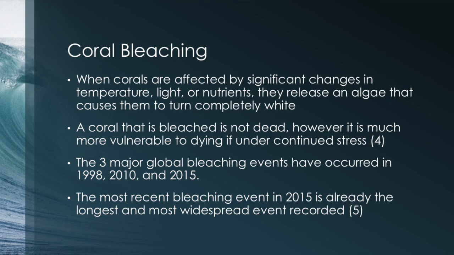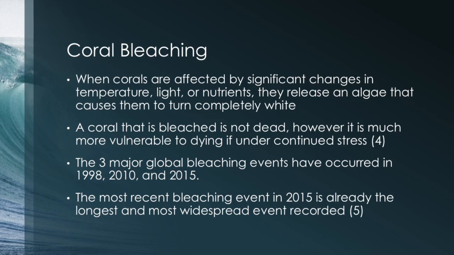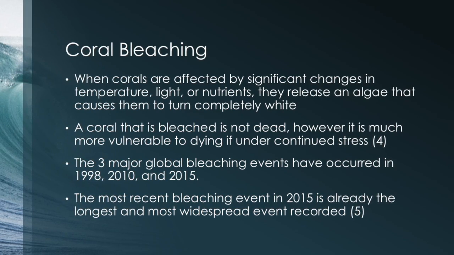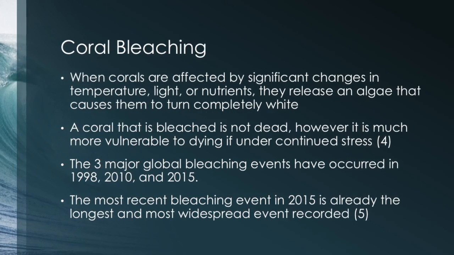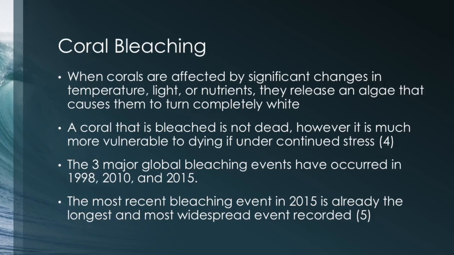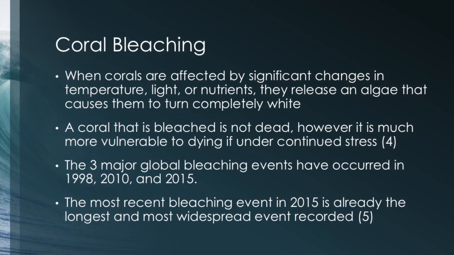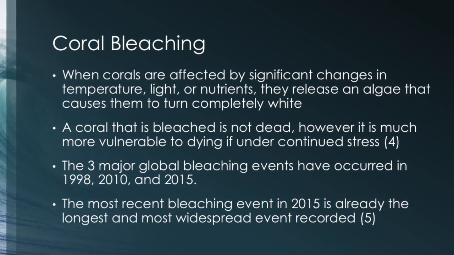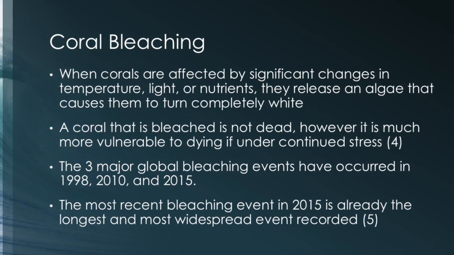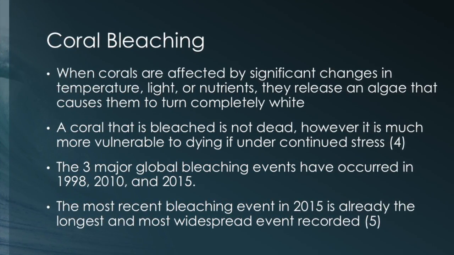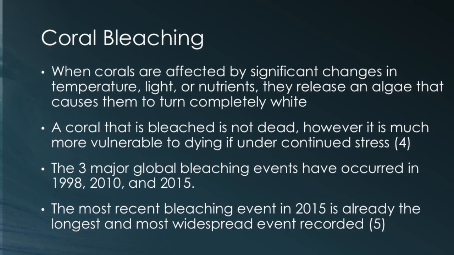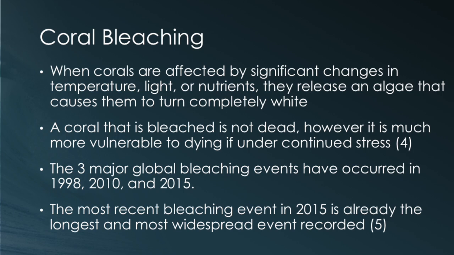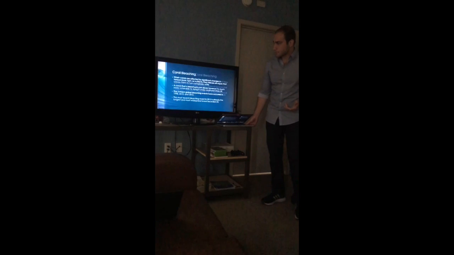Coral bleaching. When corals are affected by significant changes in temperature, light, or nutrients, they release an algae that causes them to turn completely white. A coral that is bleached is not dead, however, it is much more vulnerable to dying if it is under continued stress. The three major global bleaching events have occurred in 1998, 2010, and 2015. The most recent bleaching event in 2015 is already the longest and is the most widespread event ever recorded.